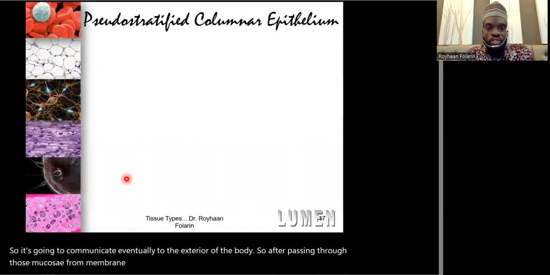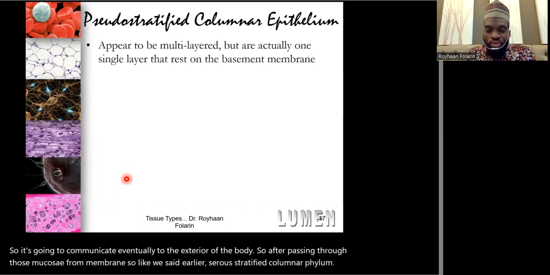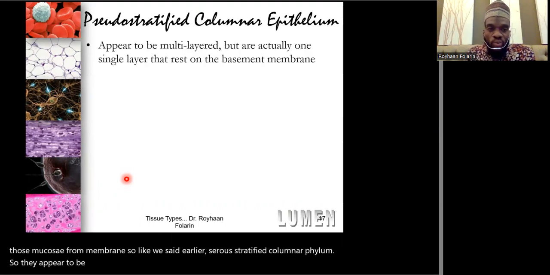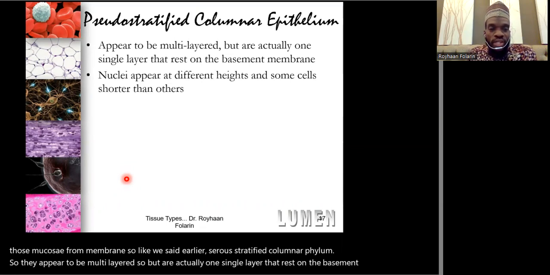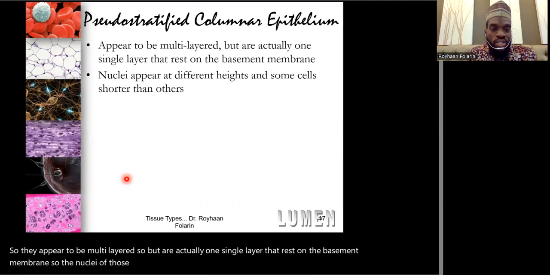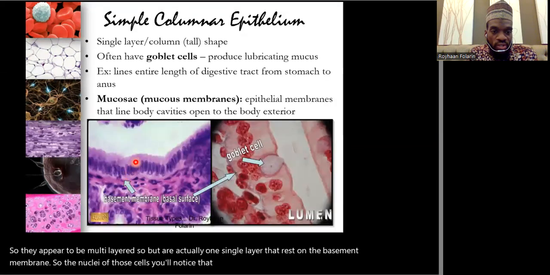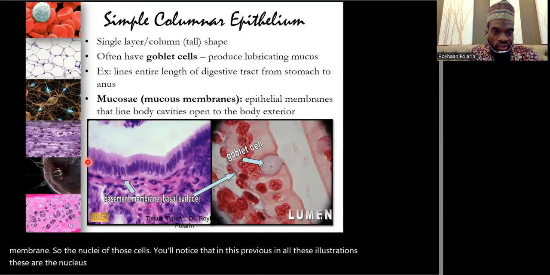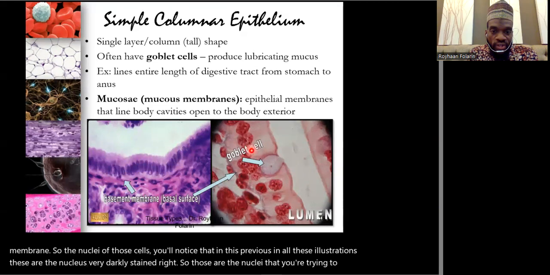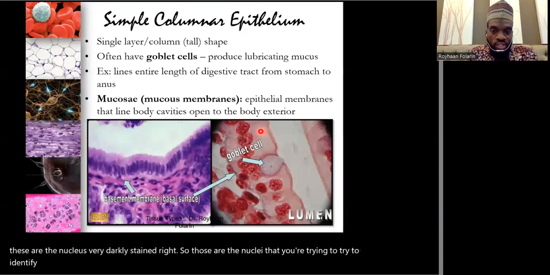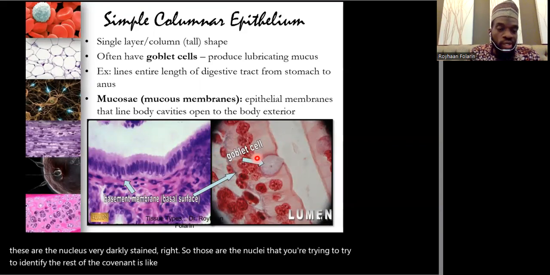So like we said earlier, pseudostratified columnar epithelium appears to be multi-layered, but is actually one single layer that rests on the basement membrane. As for the nuclei of those cells, you will notice in all these illustrations that they are very darkly stained. Those are the nuclei that you try to identify. The rest of the component is cytoplasm with other organelles.